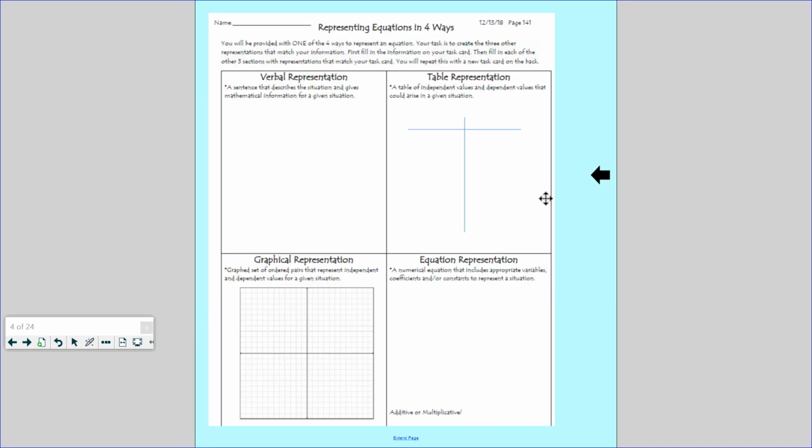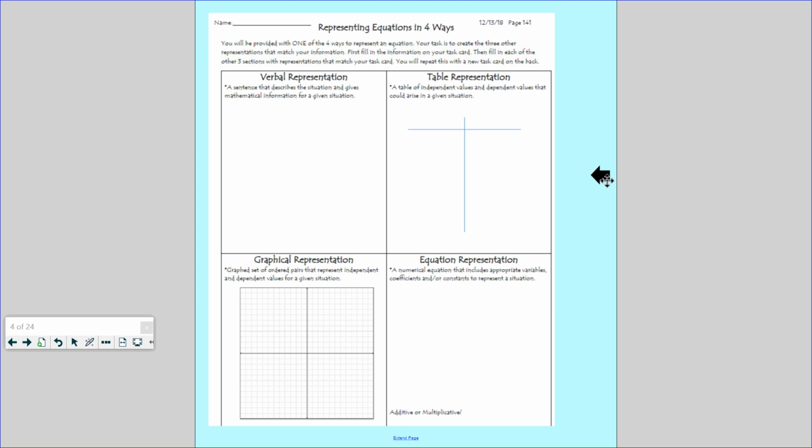All right, so what you're going to do now is you are going to be working with your teammates in order to create, you will be provided with one of the 4 ways to represent an equation. Your task is to create 3 other representations that match your information. First, fill in the information on your task card, then fill in each of the other 3 sections with representations that match your task card. You will repeat this with a new task card on the back.